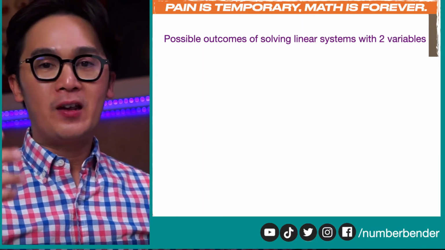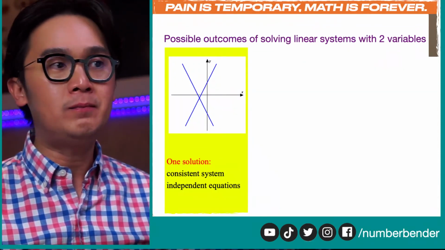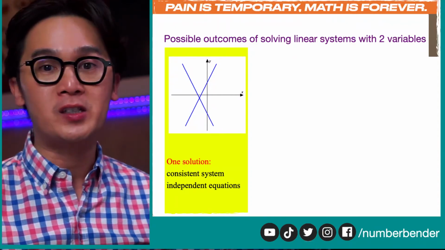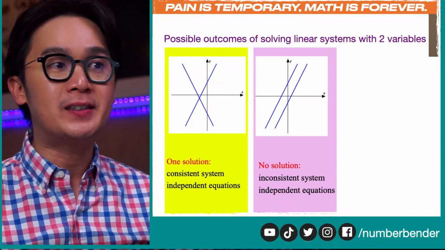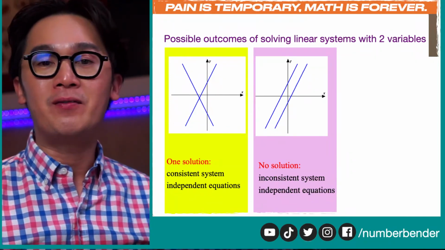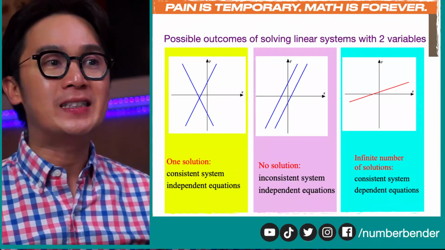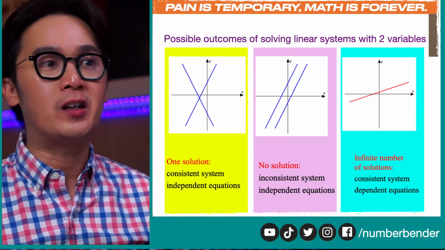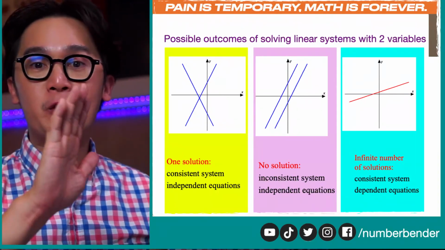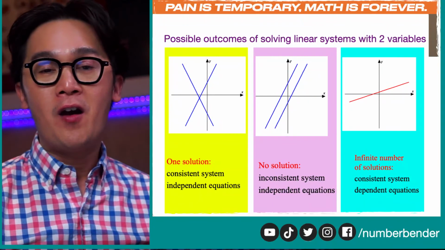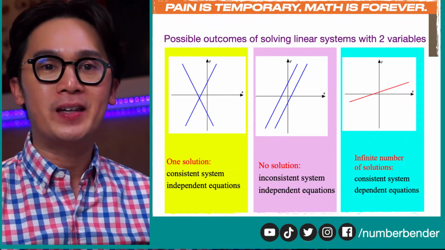So let's see if we can describe the solutions of our linear system, if it's one solution or consistent system and independent equation. Or if we are seeing a parallel line, we can say that there's no solution, inconsistent system, and independent equation. And if there is an identical line or lines that are on top of each other, it has infinite number of solutions, consistent system, and dependent equations. So these are the descriptions that we can use for the different types of solutions that we're going to be solving in a linear system.